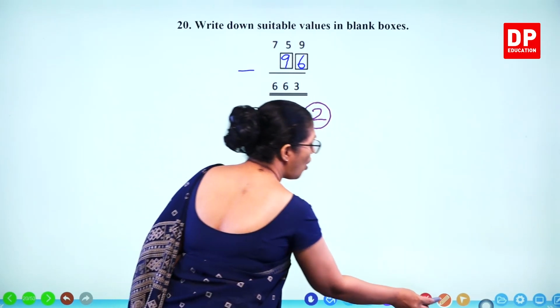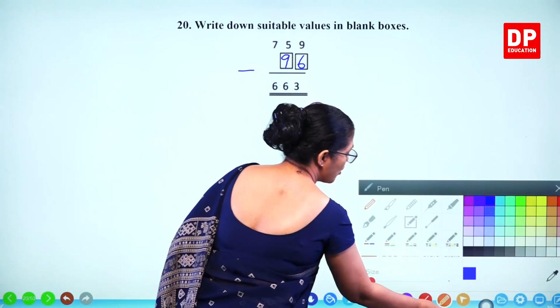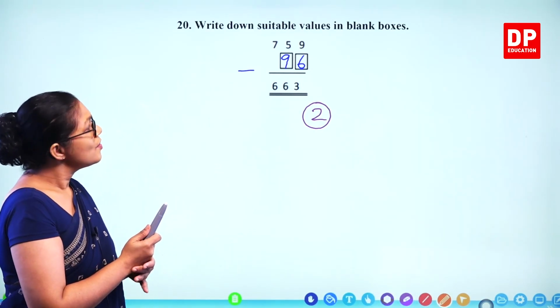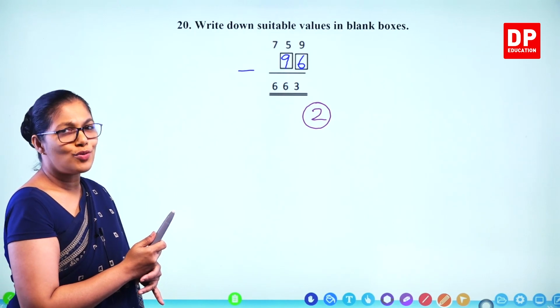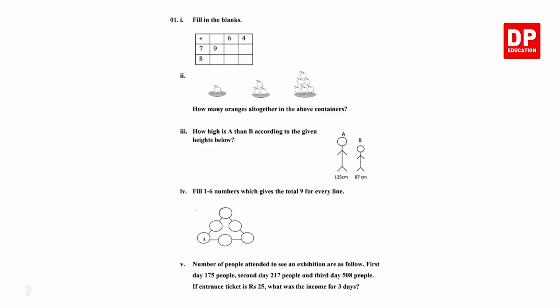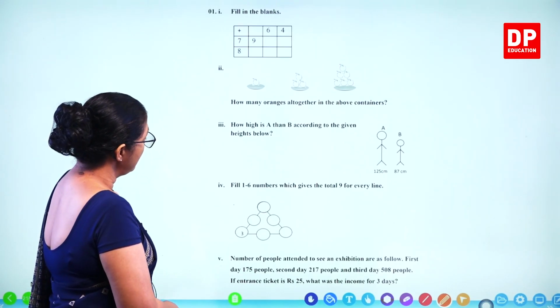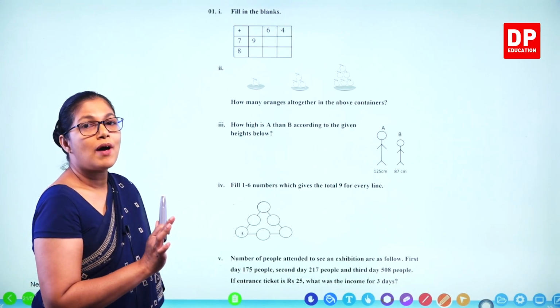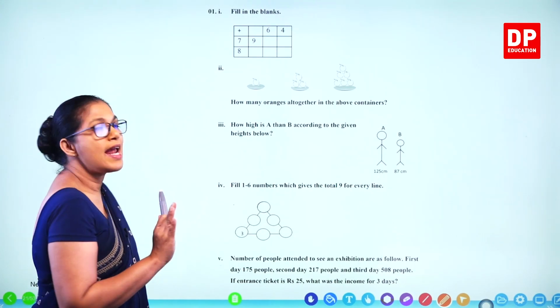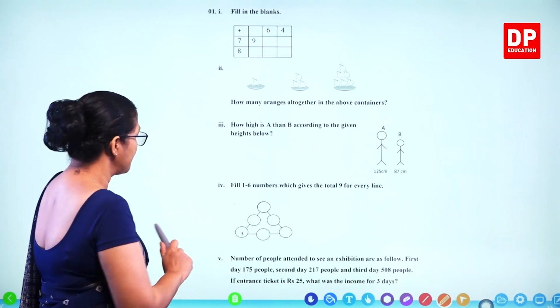So we did all 20 questions. Each question you can get 2 marks. So let's try to do part 2 now. Let's take question number 1 in part 2. So you can get 12 marks for any question in part 2. So you have to select any 5 questions.